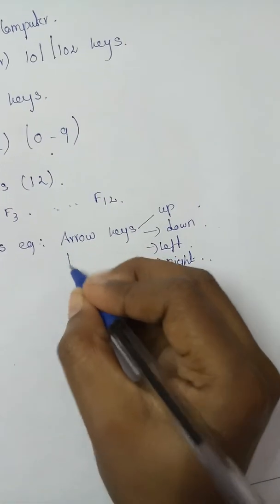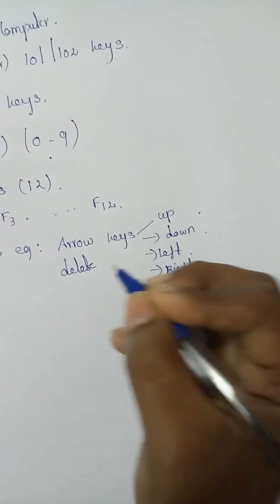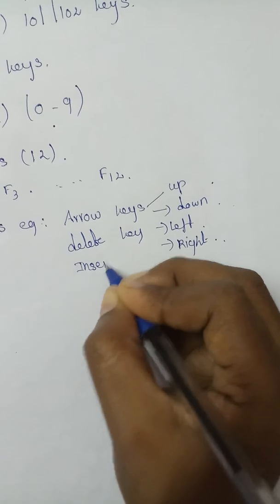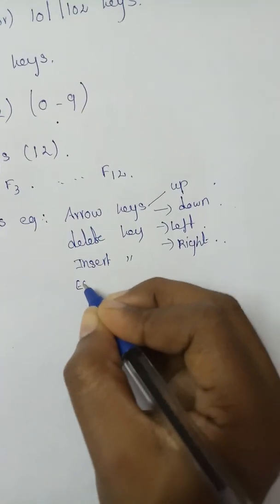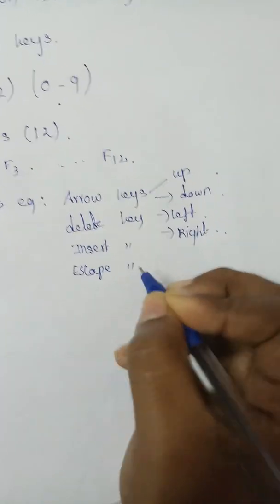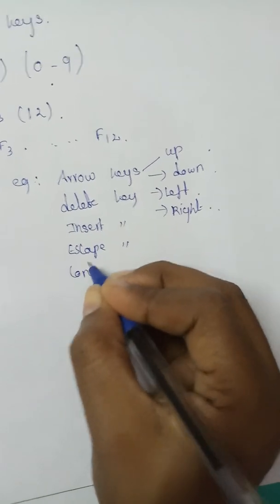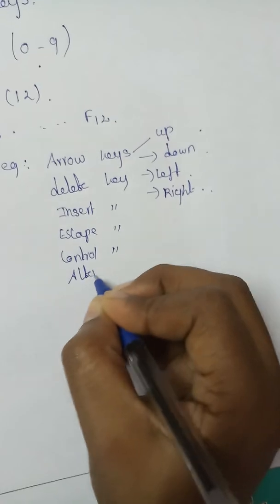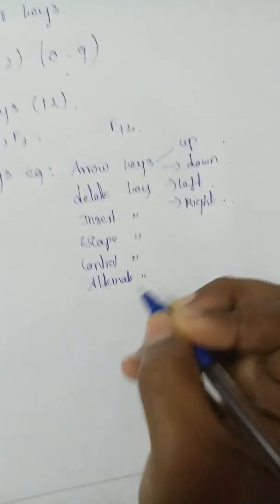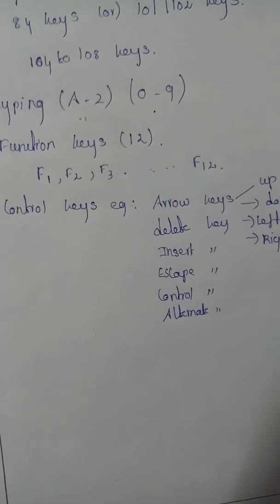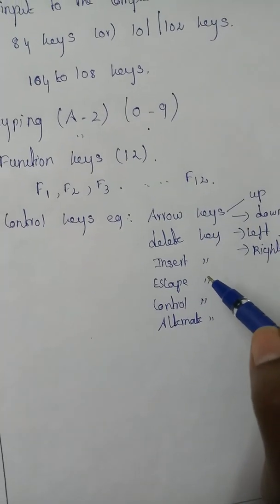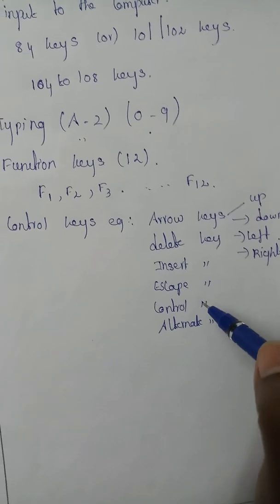And then the delete key, insert key, escape key, control key, and alternate key. These are the control keys. What are they? Arrow keys, delete key, insert key, escape key, control key, and alternate key.